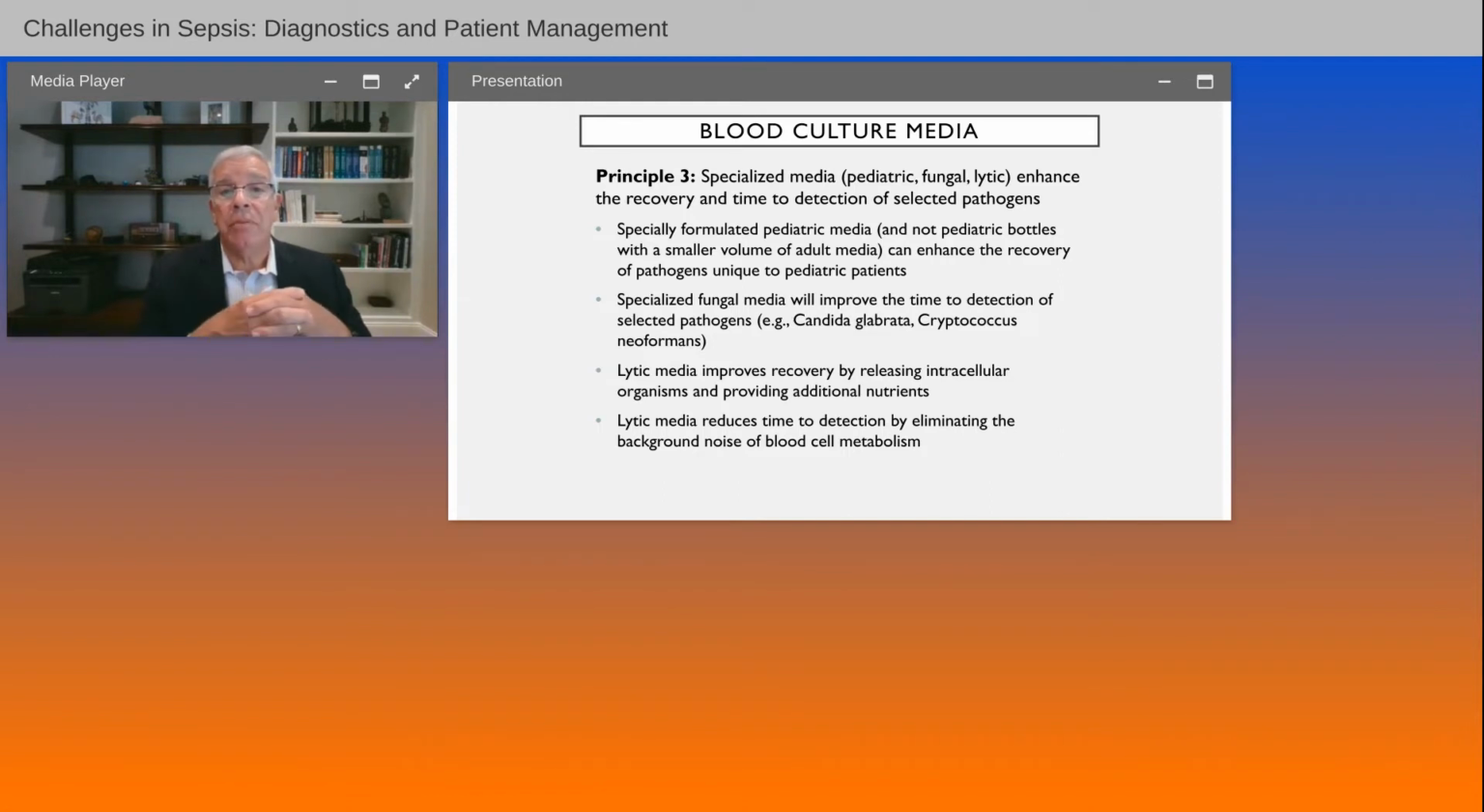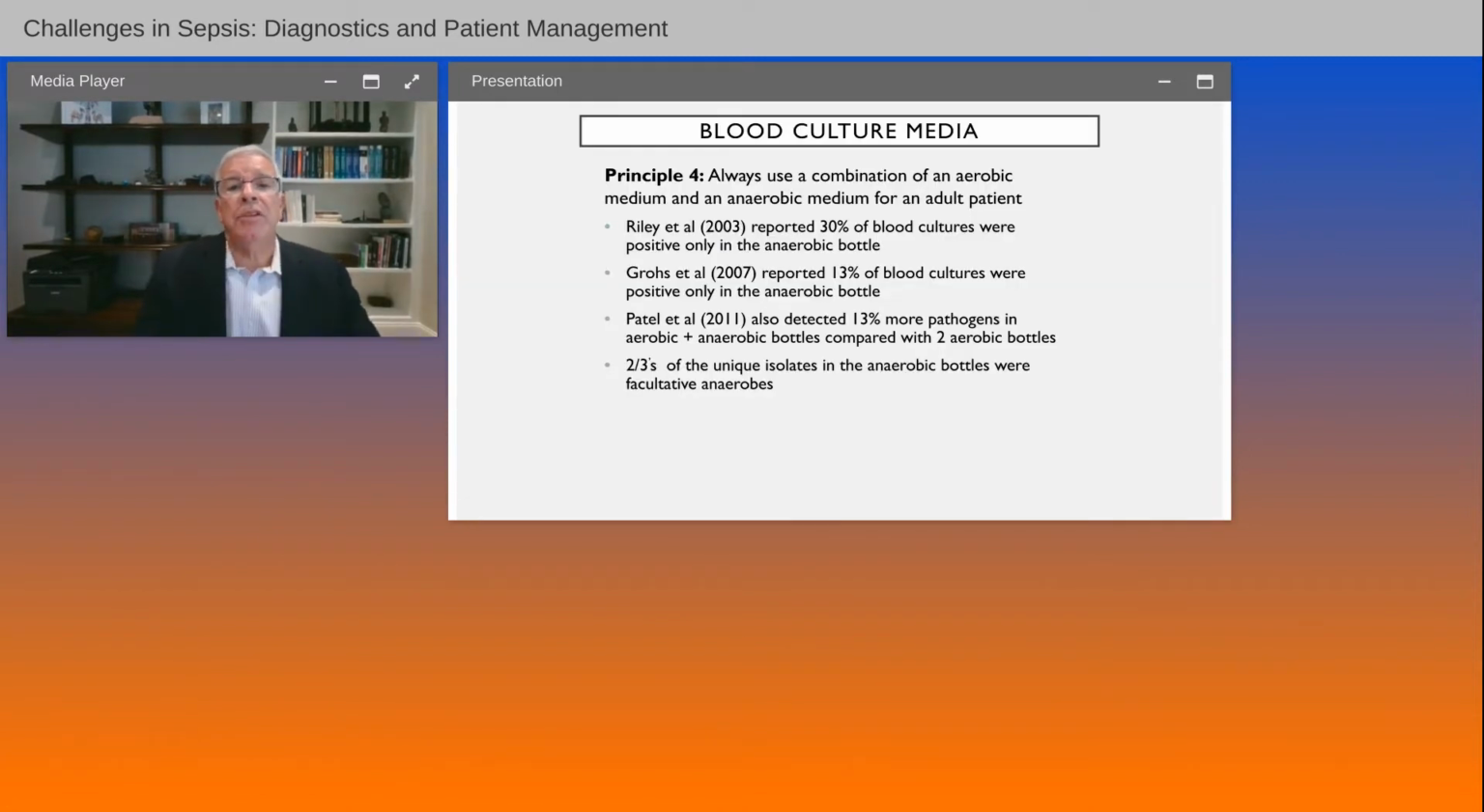Lytic media turns out to be particularly important because it lyses the blood cells, provides more nutrients for the organisms to grow, essentially better growth conditions, and it decreases the background noise of the blood cell metabolism, so you get earlier detection of organisms when they grow in the lytic media. So it's an important complement to what we use with other types of media.